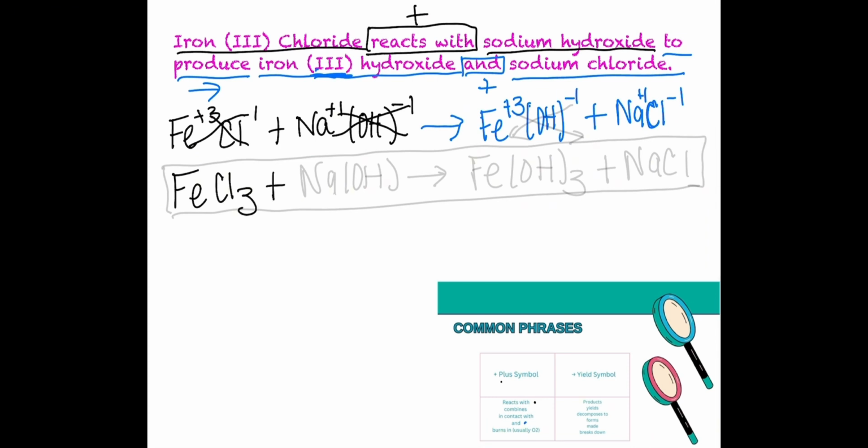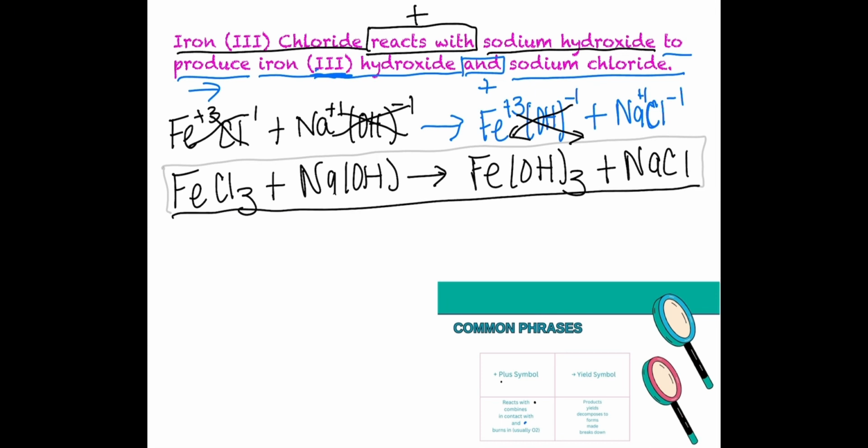So for our final equation, we have FeCl3 plus NaOH yields Fe(OH)3, because the 3 has to come here when you swap and drop, plus NaCl. And this is your skeletal equation. Remember, a skeletal equation is an unbalanced equation.